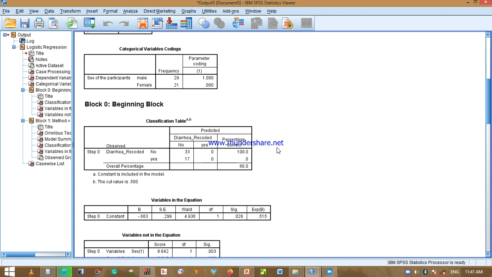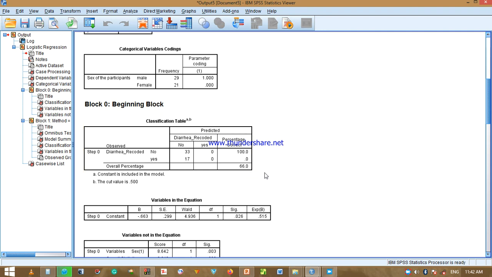What is a classification table? It calculates the probability that an individual with diarrhea is correctly classified as having diarrhea. Therefore, it serves as a sensitivity test. However, this is predicted. This is what the model predicted without getting any information from the independent variable. Therefore, it is 66, as you can see. What does it mean then?